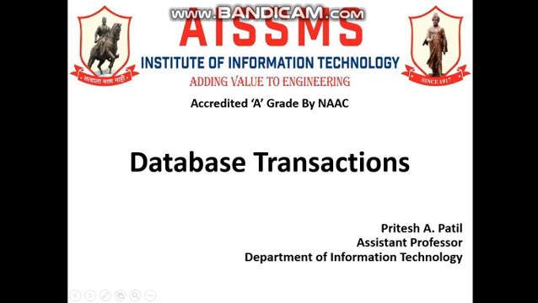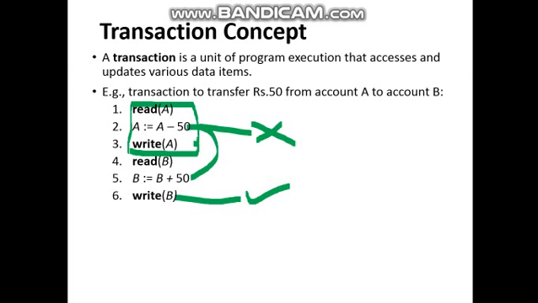In this tutorial, we are going to see the concept of transactions in databases, the ACID properties and various states of the transaction. So let us see. A transaction is a unit of a program execution that accesses and updates various data items. For example, a transaction is to transfer rupees 50 from account A to account B.